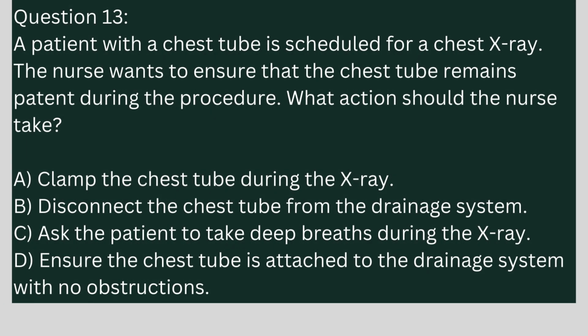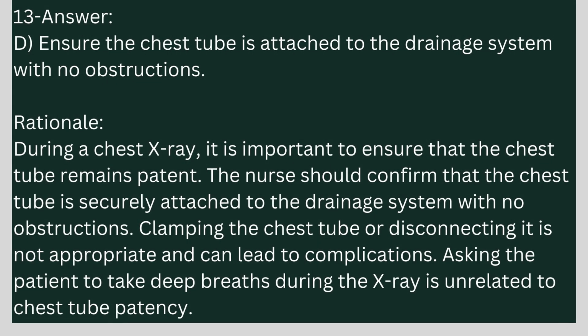Question 13. A patient with a chest tube is scheduled for a chest X-ray. The nurse wants to ensure that the chest tube remains patent during the procedure. What action should the nurse take? A. Clamp the chest tube during the X-ray. B. Disconnect the chest tube from the drainage system. C. Ask the patient to take deep breaths during the X-ray. D. Ensure the chest tube is attached to the drainage system with no obstructions. Answer 13. D. Ensure the chest tube is attached to the drainage system with no obstructions.